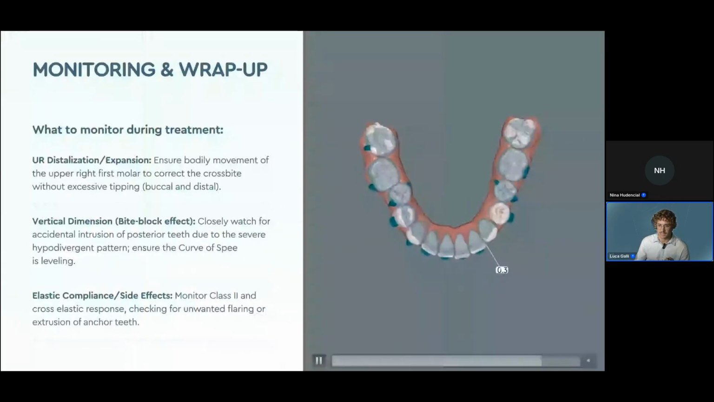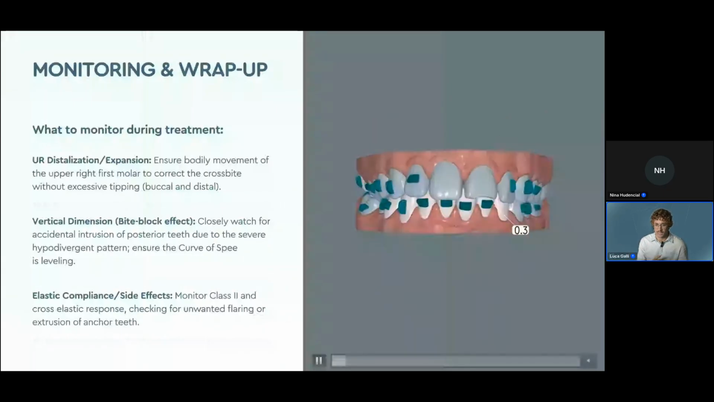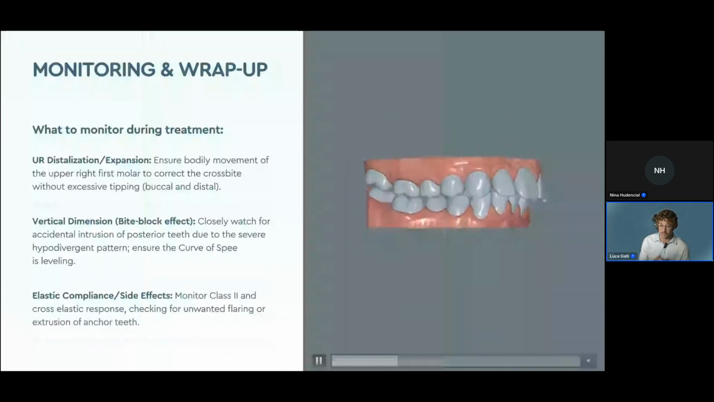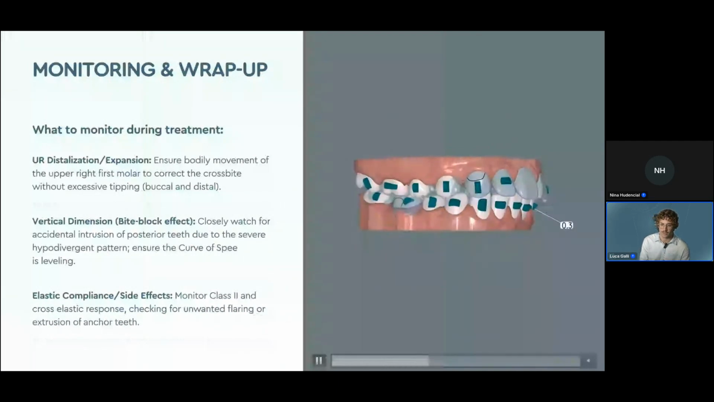Second, vertically, I want to avoid the bi-block effect. So I don't rush the anterior retraction. I'll usually create clearance first, mainly by intruding the lower incisors. And only then I go after the overjet, because otherwise the bite can lock and everything becomes harder.